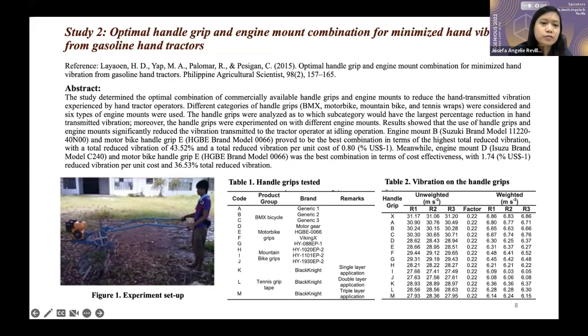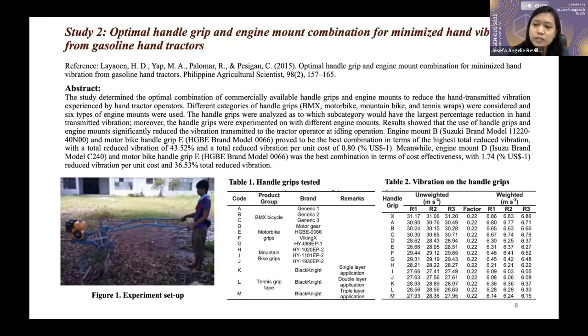So this is the abstract, and this is how we conducted the experiment. Unlike the first study, which was conducted in an actual field operation, this study was conducted in an outdoor laboratory setup. One male subject was chosen in the study. His skills and familiarity in handling the tractor were not of primary consideration, since the experimental task only required him to hold the hand tractor in idling operation.